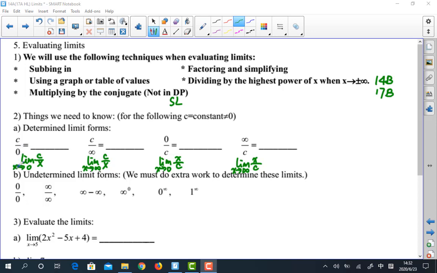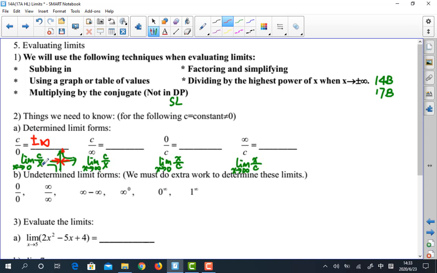Why? Think about this limit. You can use a graph or table of values to help you get the idea. For c over x, if c is positive, the graph should look like this one. When x approaches 0 from the left-hand side, the y value is approaching negative infinity. When x is approaching 0 from the right-hand side, your y value, look at this piece, is approaching positive infinity. You also can use number sense to help you understand this one.